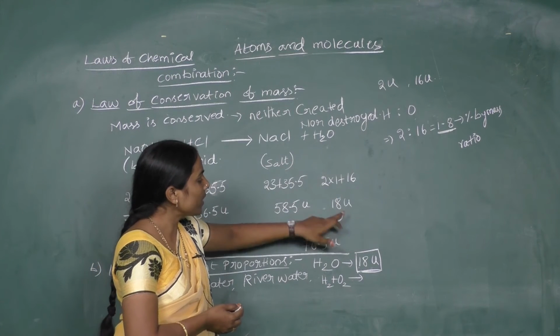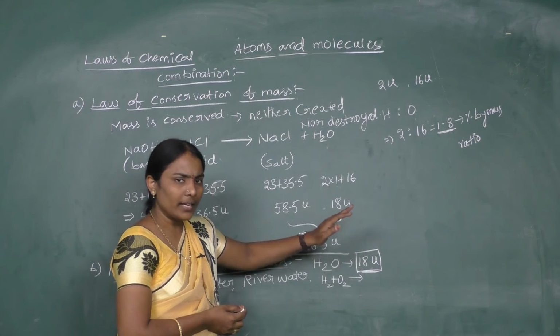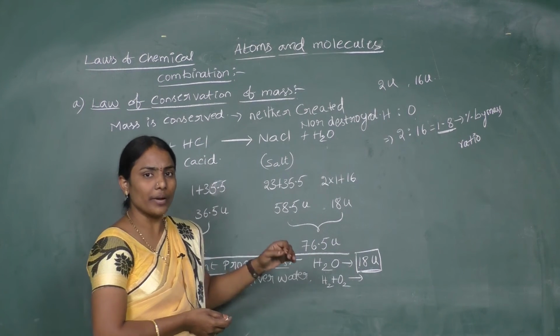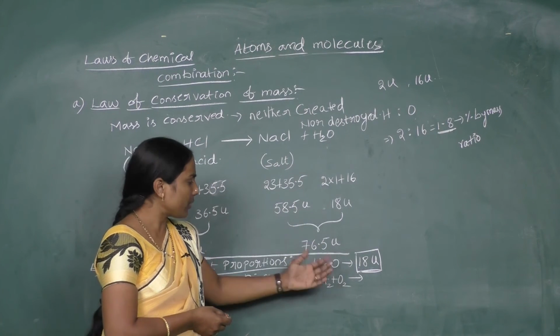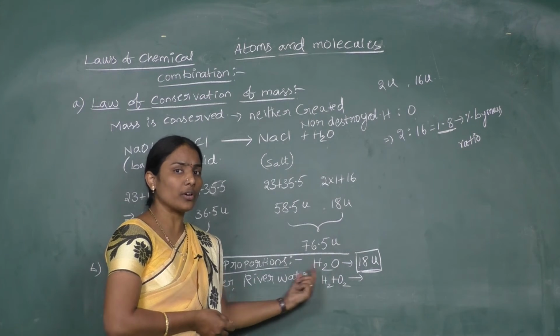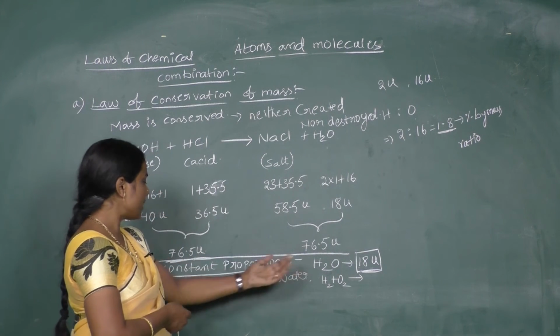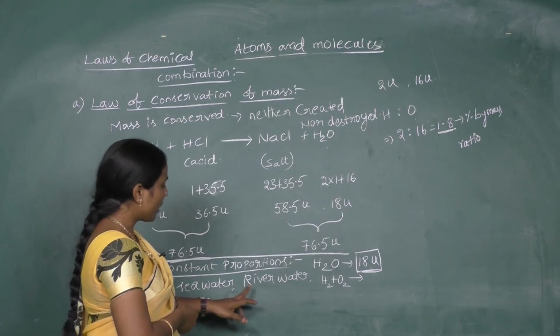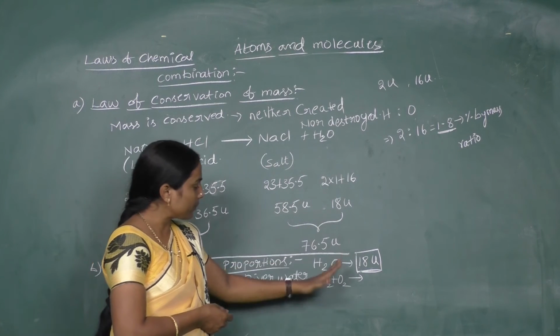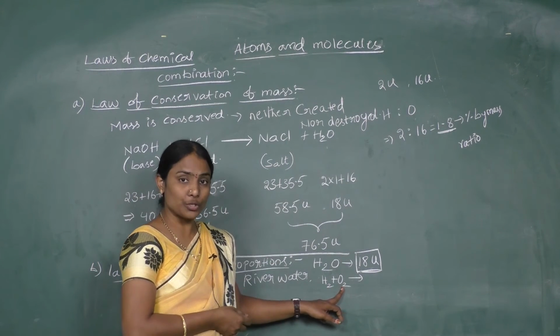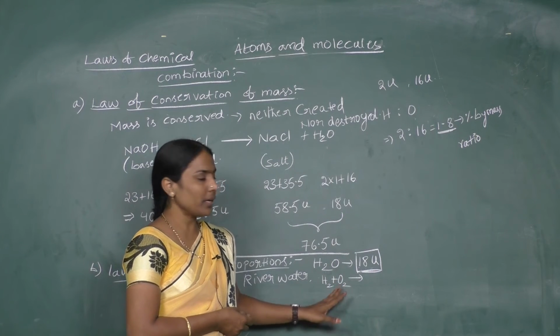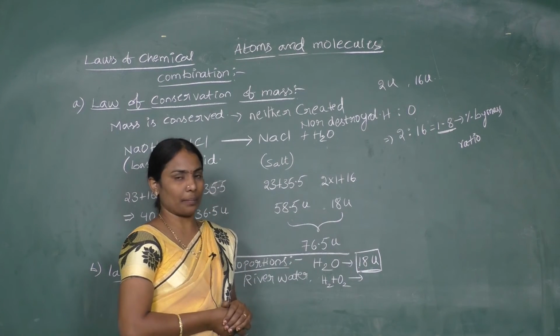So 18 u is the molar mass of water, and that molar mass of water remains the same whatever the source you got the sample from. In the sense, you get the sample of water from sea or river water, or you obtain it by the combination of H2 plus O2. But whatever it may be, your 18 u remains the same.